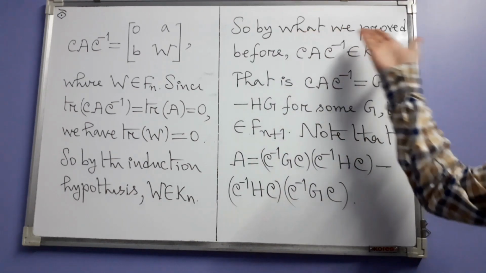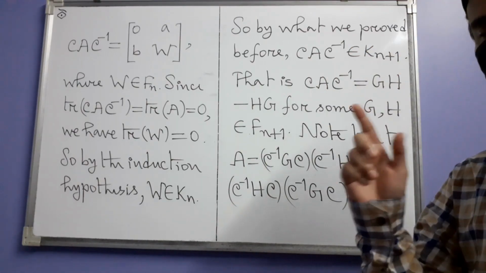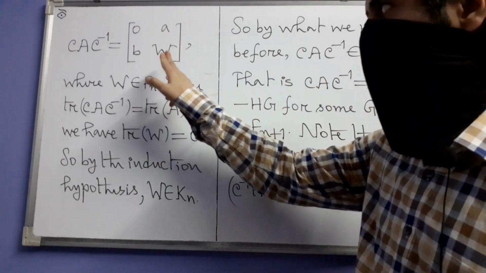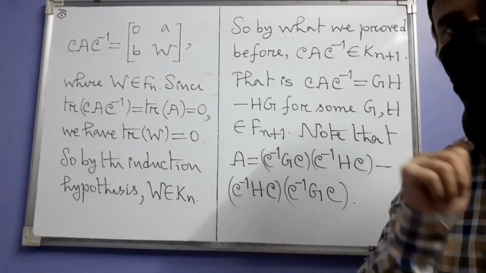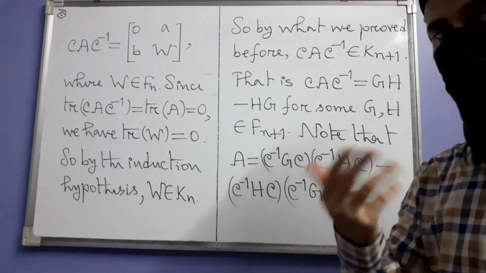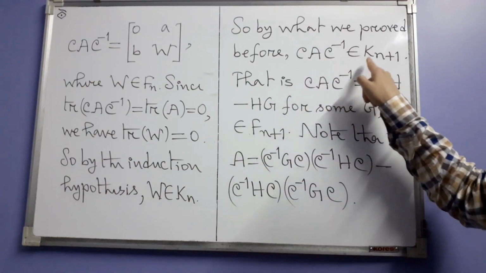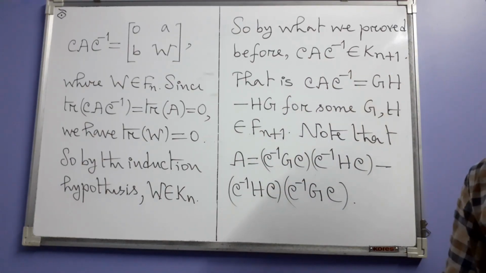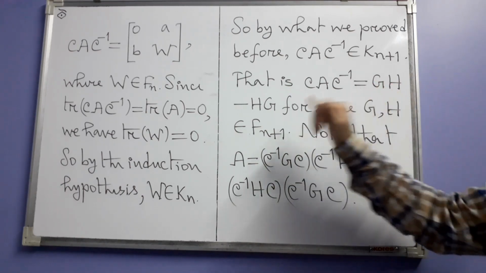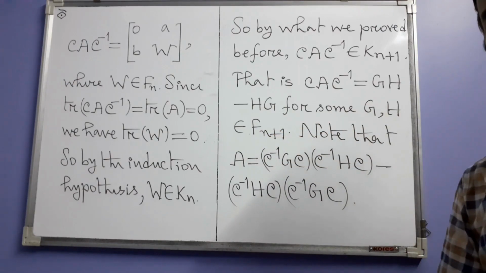Then we have this CAC inverse belongs to K_(n+1) by the first part of the solution. This form is just like how we had x back there, and we proved that if W is in K_n, then x is in K_(n+1). So that's why now CAC inverse is in K_(n+1). But by the definition of K_(n+1), CAC inverse will be of the form GH minus HG for some matrices H and G in F^(n+1).